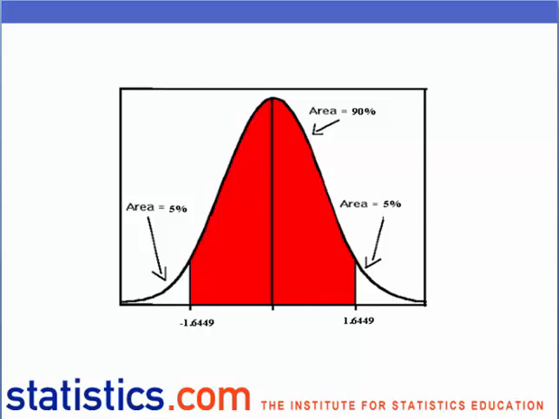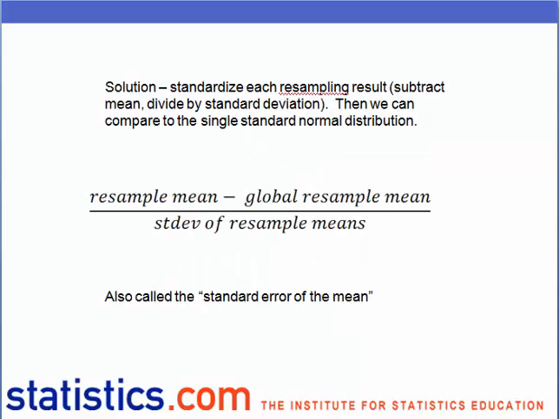And we have this mapping process where we standardize the results of the resampling. We subtract the mean from each resampled mean and divide by the standard deviation. And this allows us to compare any sample's resampling results to a single standard normal distribution. It's also called the standard error of the mean.